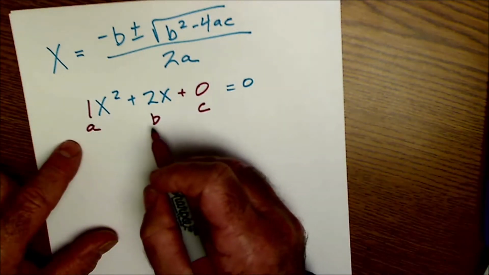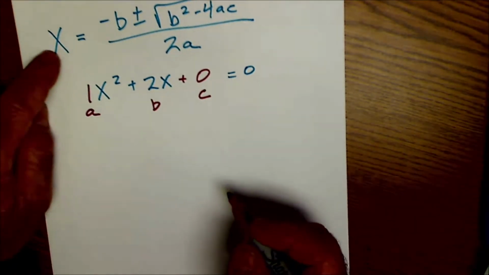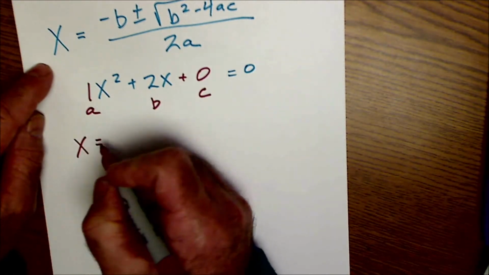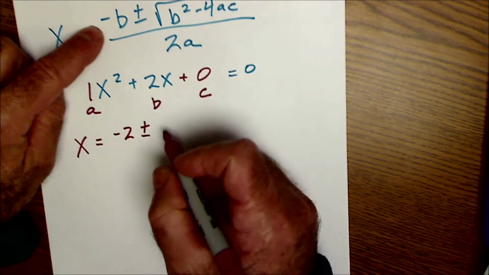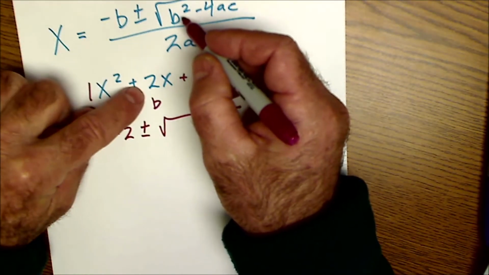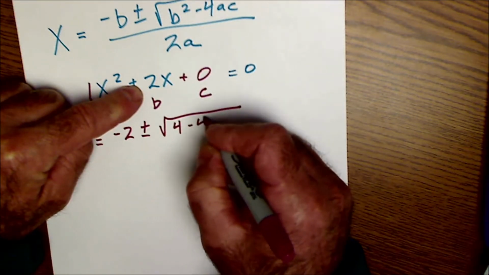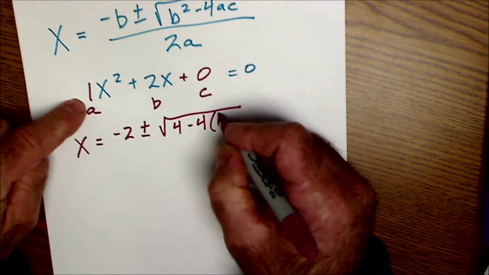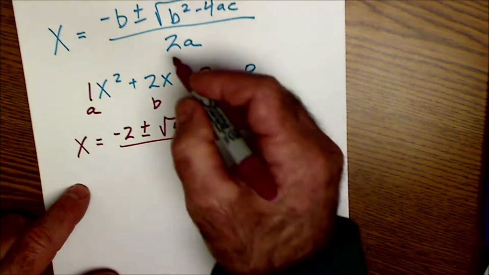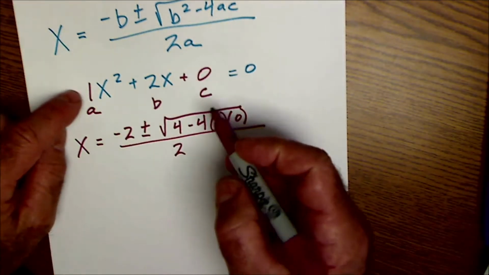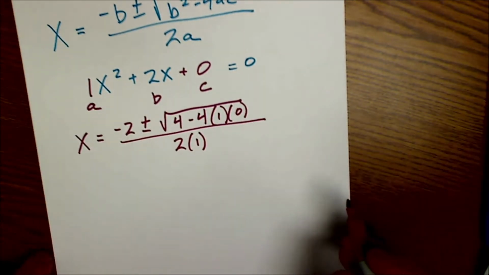So I have a value of a, a value of b, and a value of c, and I plug those in here to solve for x. So x is equal to negative b. Well, b is 2, so negative 2, plus or minus the square root of b squared. There's my b. 2 squared is 4, minus 4 times a, 1, times c, 0. All divided by 2 times a.